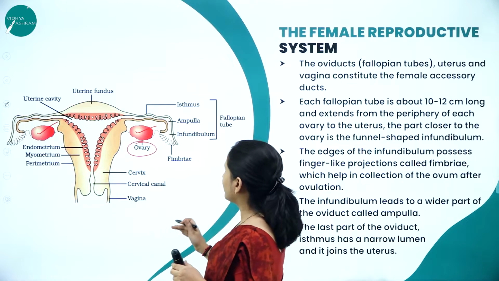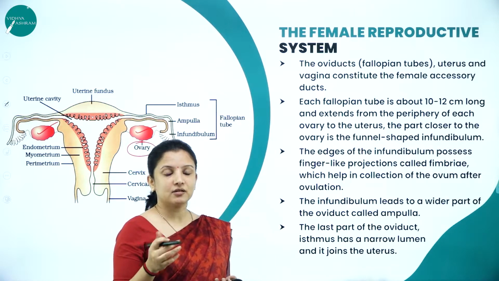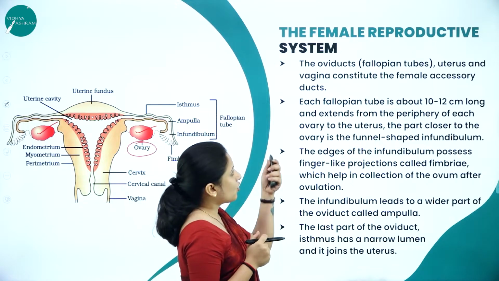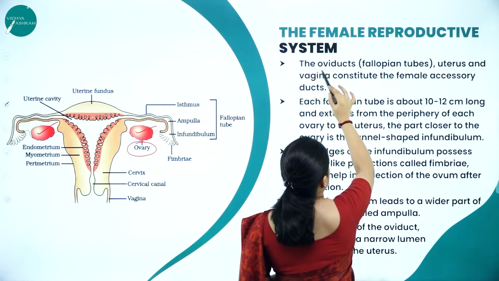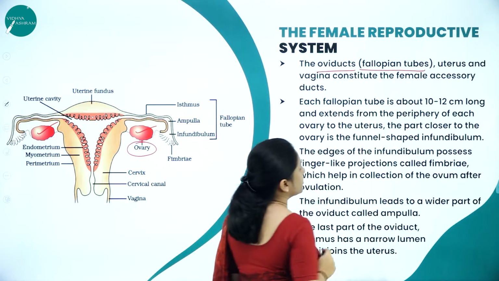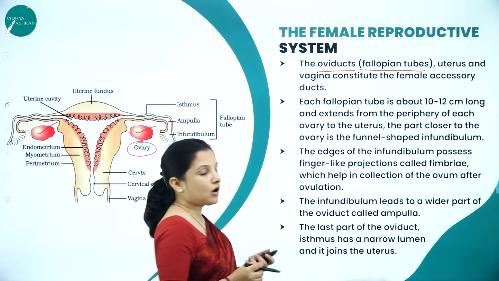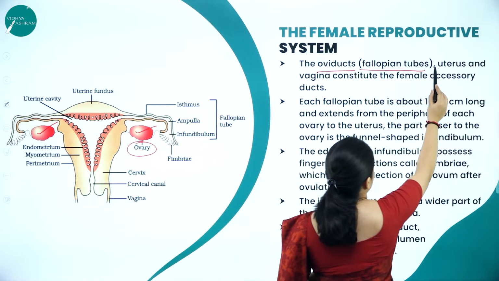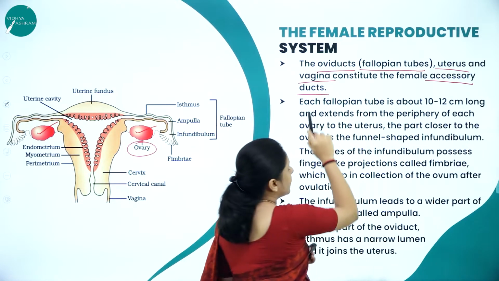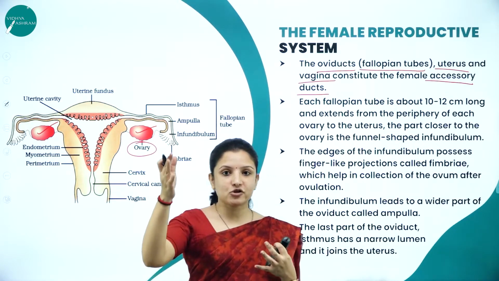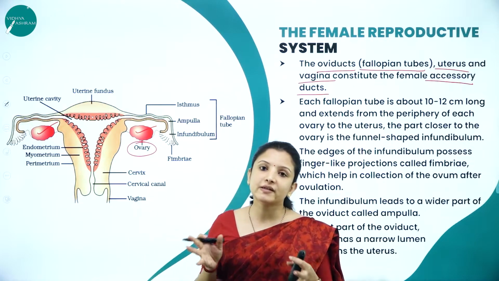Next, talking about the oviduct, which is a tube-like structure that carries the ova or the egg. The oviducts are also called the fallopian tubes. The oviducts, uterus and the vagina all form the accessory ducts. They are called ducts because they are tube-like. They allow the passage of the sperm and all that. So that is why they are called ducts.